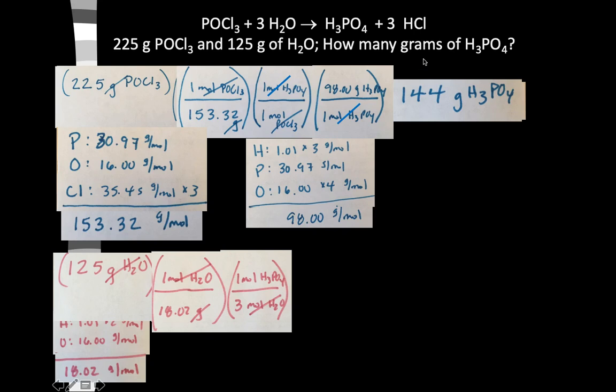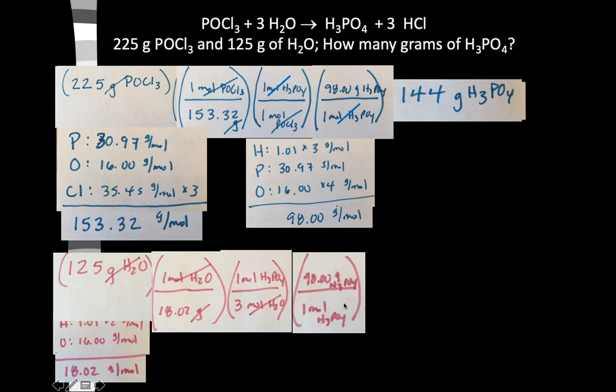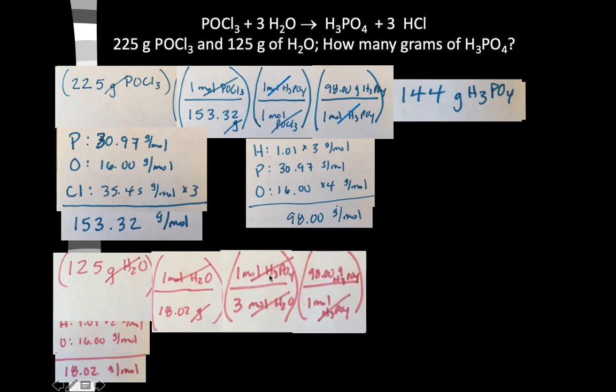The problem wants grams of H3PO4. But again, use the work you just did in the first problem, same thing. Put moles of H3PO4 on the bottom, 98.00 grams of H3PO4 on the top. Moles of H3PO4 cancels. I'm at grams of H3PO4. Whew, we did another stoich problem. Multiply every number on the top, divide every number on the bottom. The calculator says this is the answer.